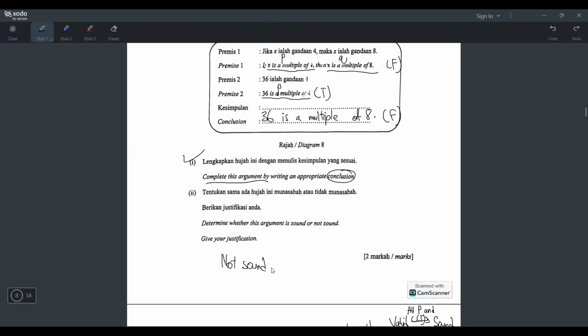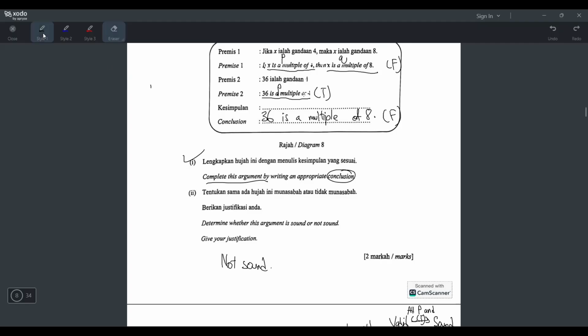But let me explain why I say premise 1 is false. Because not all multiples of 4 are multiples of 8. So let's write down the multiples of 4. Multiples of 4 are 4, 8, 12, 16. So these are all multiples of 4, right? So are all of these multiples of 8? No. 4 is not a multiple of 8, right? So if x is a multiple of 4, then x is a multiple of 8. But not necessarily, because a multiple of 4 is not necessarily a multiple of 8. For example, 4 is a multiple of 4, but it is not a multiple of 8, because the multiples of 8 don't include 4, right? So that's why premise 1 is false already. And also the conclusion is false, right? 36 is a multiple of 8, this is false, right?